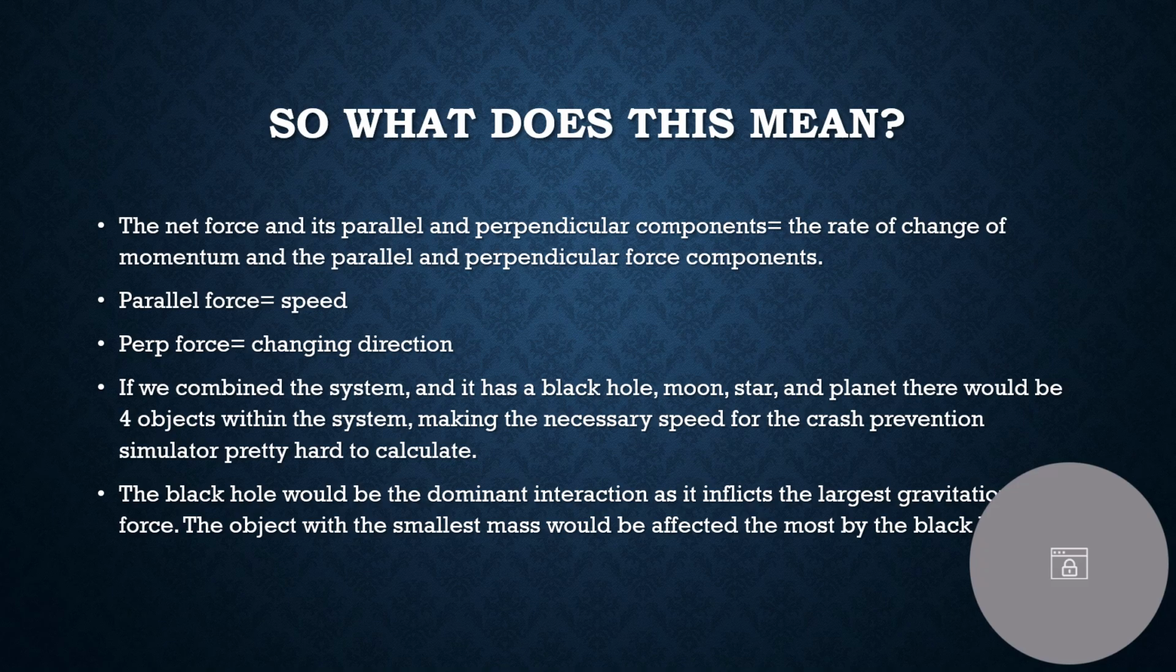If we combine the systems, it has a black hole, moon, star, and planet. There will be 4 objects within the system, making the necessary speed for the crash prevention simulator pretty hard to calculate, and also making the orbit pretty chaotic. I highly doubt it would be a circular orbit. It would be very difficult to make sure that the objects did not crash. And the black hole would be the dominant interaction, as it inflicts the largest gravitational force. The object with the smallest mass would be affected the most by the black hole, so probably the spaceship.